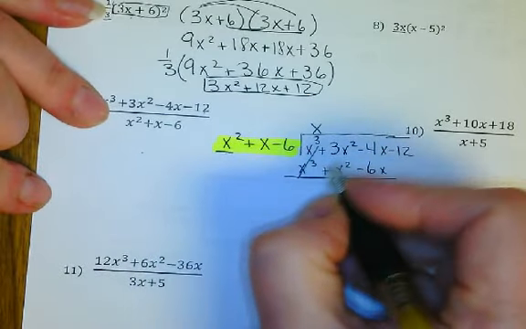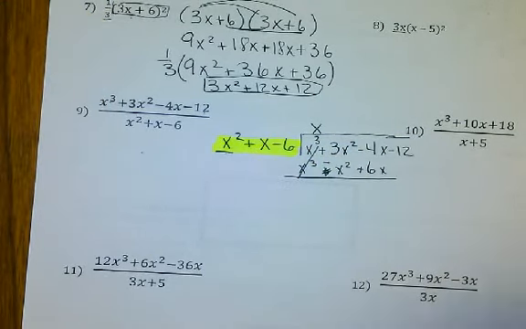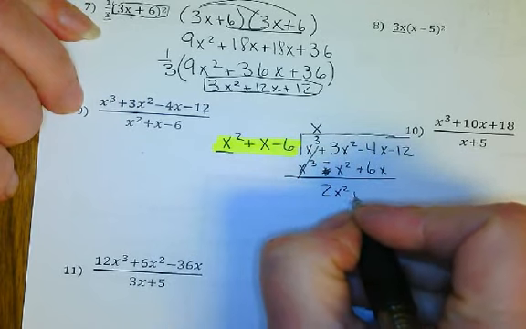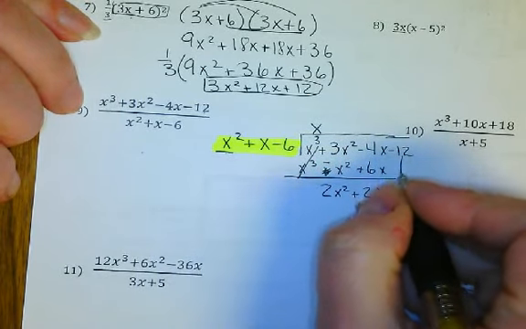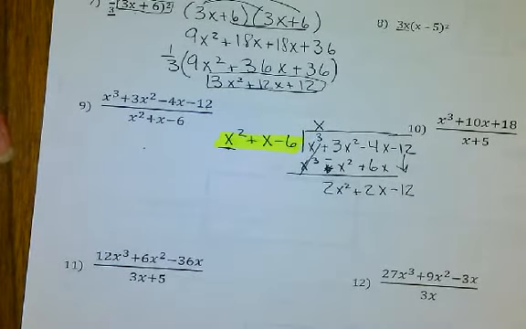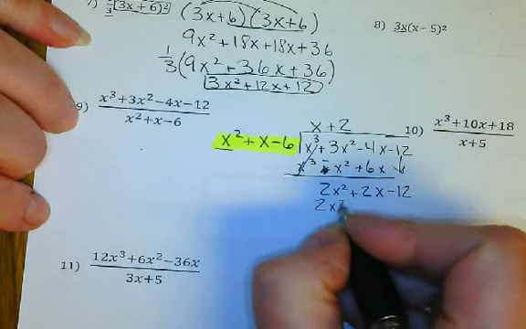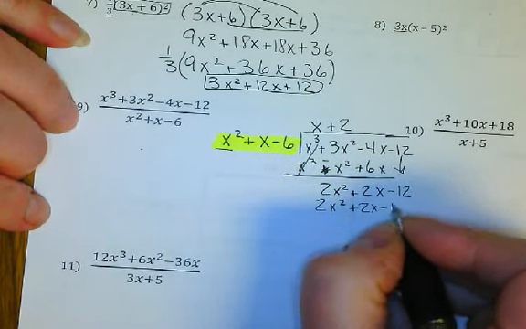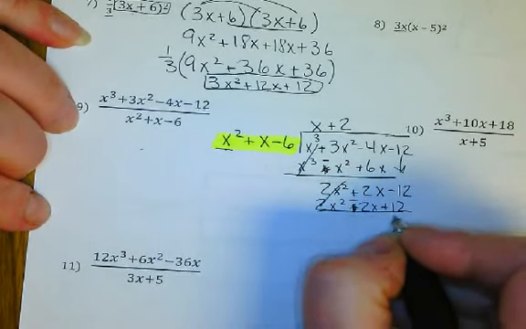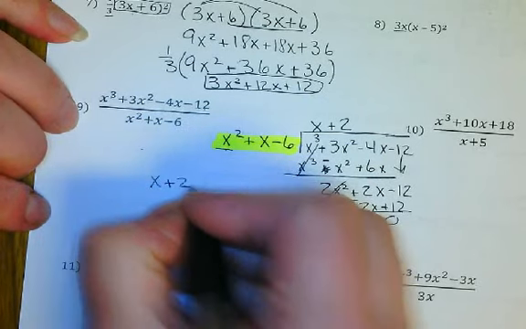Remember, the first term always cancels out. This changes to a minus, and this changes to a plus, because remember, you're subtracting, so you have to distribute a negative. So that gives me 2x squared plus 2x, and then I'm going to drop the negative 12. All right, x squared times what gives me 2x squared, so plus 2. And that gives me 2x squared plus 2x minus 12. And it will all cancel out. So your answer is x plus 2.